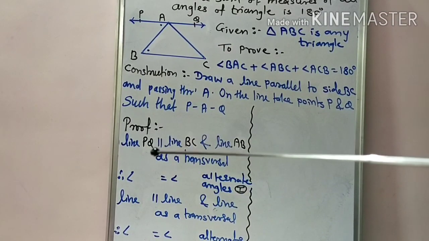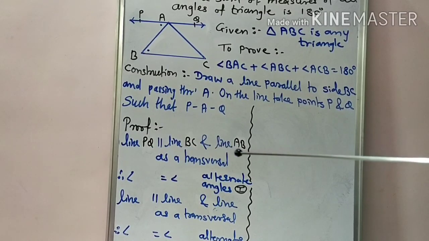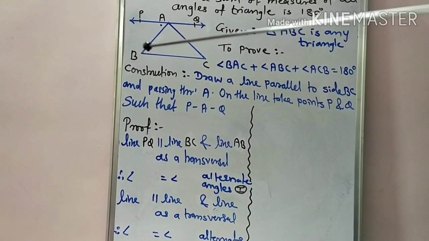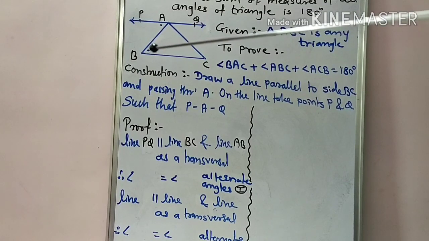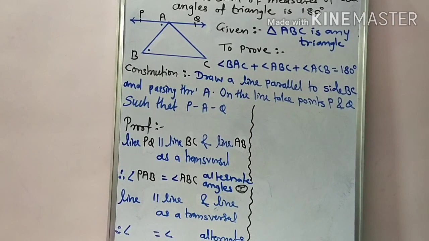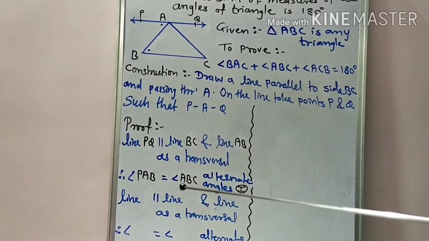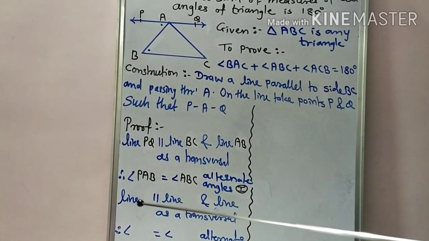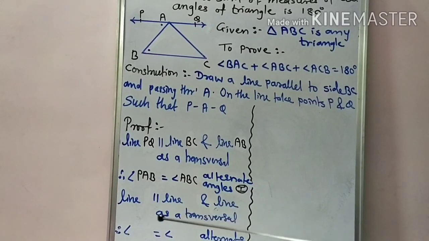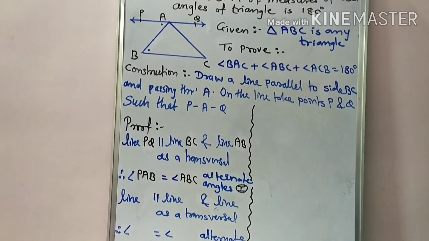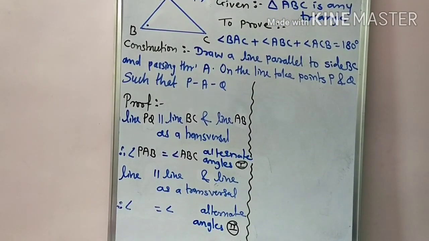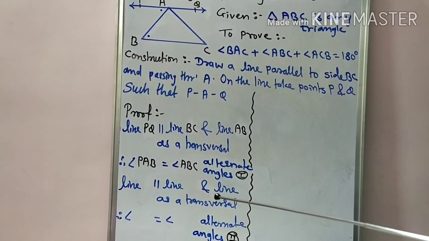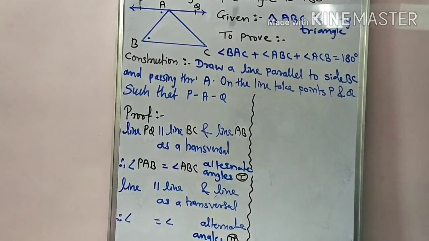So according to that, line PQ is parallel to line BC, and suppose AB is a transversal. So here we write down the first pair of alternate angles: angle PAB and angle ABC. Similarly, for the second pair of alternate angles, we mention which lines are parallel and which transversal, and write down the second pair of alternate angles. So do write the name of the parallel lines and the transversal, and try to write down that pair of alternate angles over here.